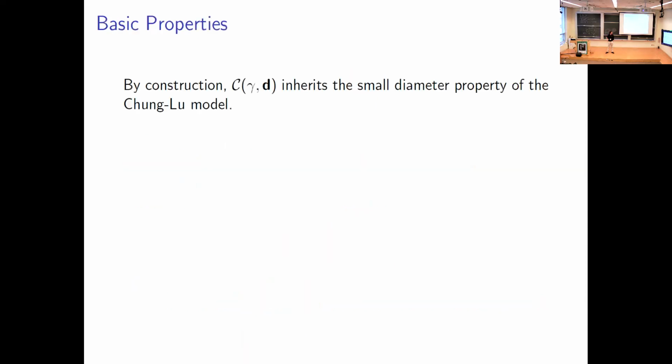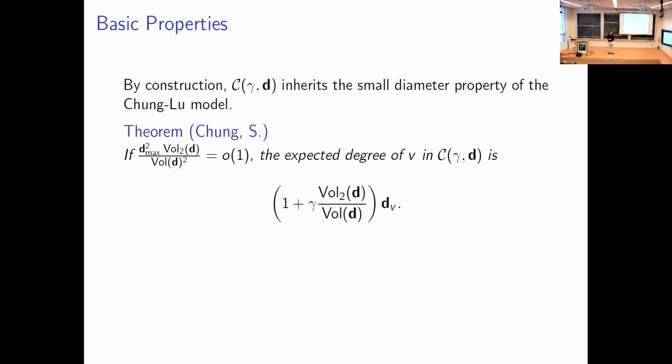Okay, so first off, our construction, C gamma D, contains a Chung-Lu model, so diameter can only get better. So I won't spend too much time on that. Exactly as you were asking, let me give you this mild technical condition. I will talk about that in a second. Basically, the expected degree of a vertex is going to go up by a fixed factor relative to what it would be in my chosen vector. That specific factor is 1 plus gamma times volume 2 over volume of D, that is 1 plus gamma times the second order average degree of this vector.